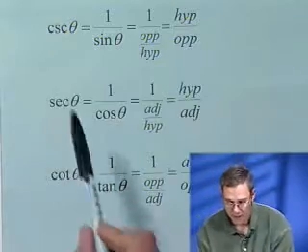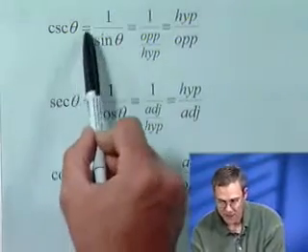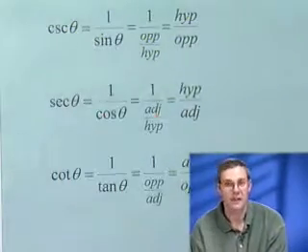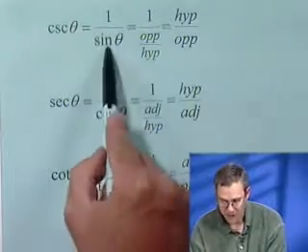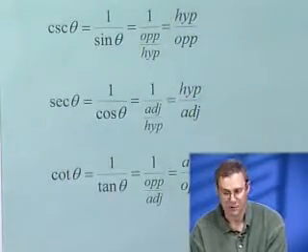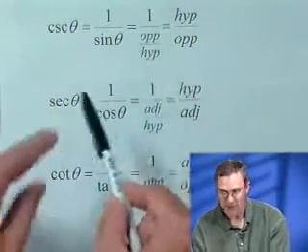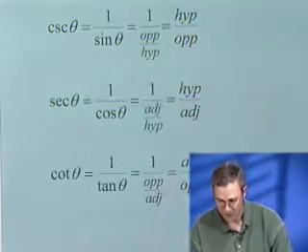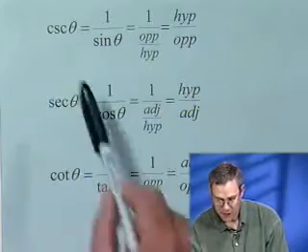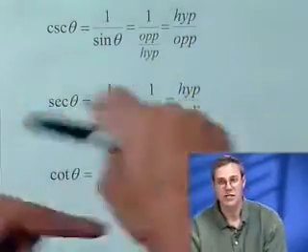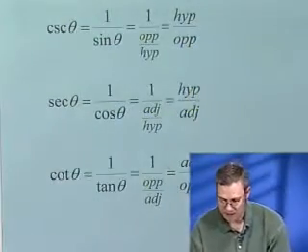For example, cosecant theta is equal to 1 over sine theta. Well, sine theta was opposite over hypotenuse. And if you divide 1 by opposite over hypotenuse, it's just going to invert the bottom fraction. So cosecant is just the reciprocal of the sine.